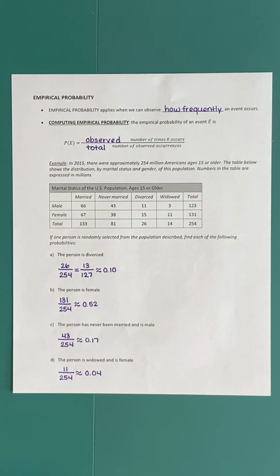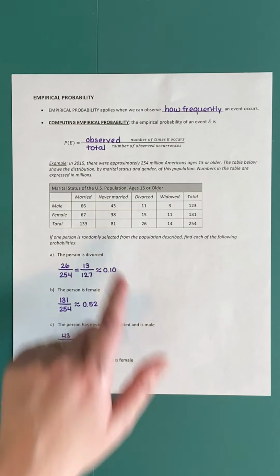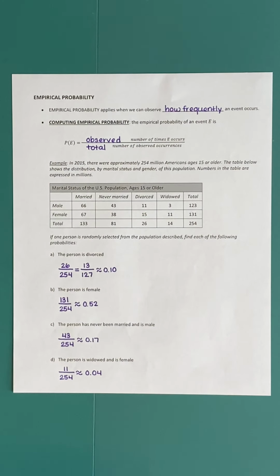So what would the experiment be here? Think about just taking the census. Each individual collection of data for each individual represents one particular trial of the experiment. The outcomes are going to be determined from the table. So all the different ways you categorized a person, those are the possible outcomes for this experiment. Okay, so if one person is randomly selected from the population described, find each of the following probabilities.